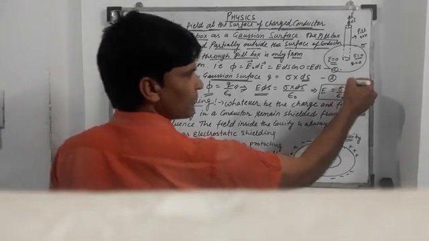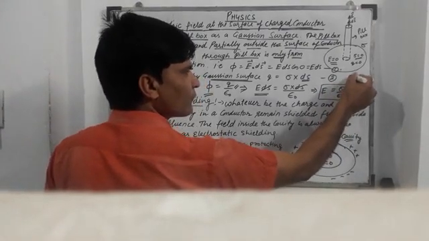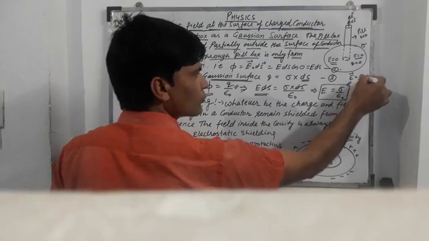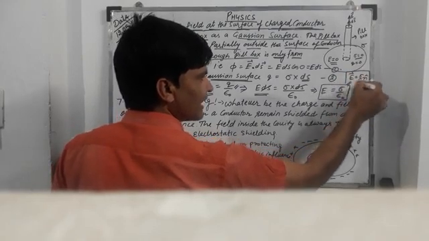This can be written in vector form: E is equal to sigma upon epsilon naught times the unit vector n.